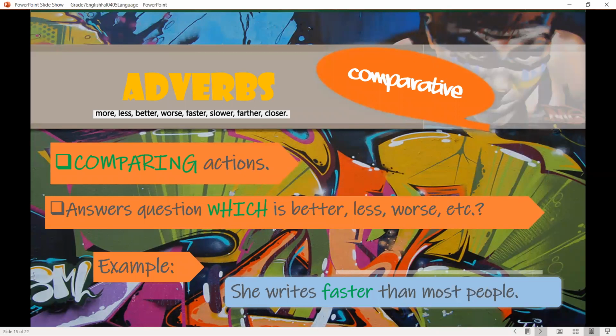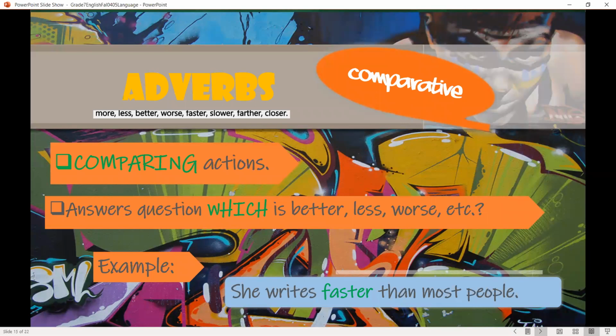So it answers the question, especially the comparative, which is very similar to the superlative, but I'll show you the distinction now. The comparative compares more than one thing. Is it better than something else? Is it less than something else? Is it worse than something else? In the example, you can see I've got my subject and I'm comparing my subject to most people. So there is a comparison between two groups. I'm comparing she to people. So she writes faster than most people.